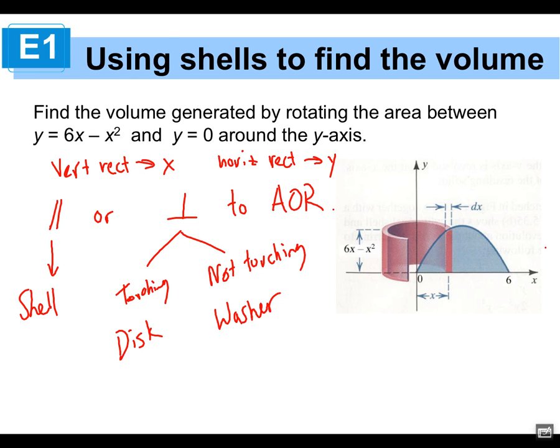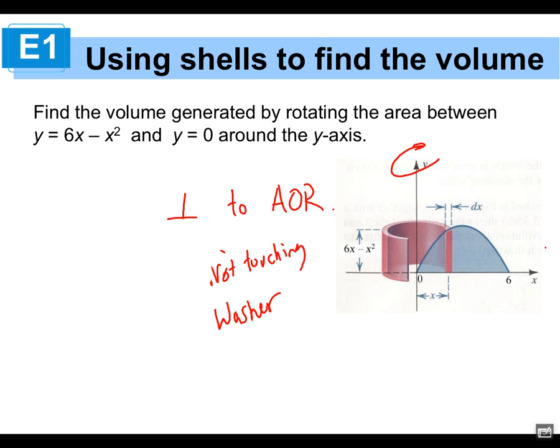Okay. So in this case, I've got a vertical rectangle, which means I'm working in terms of x. It is parallel to the axis of revolution because I'm going around the y-axis. Therefore, I'm using a shell. Can I erase this stuff so I can do some work here? Yes. We're good? All right. So get rid of this. We know we're doing a shell.